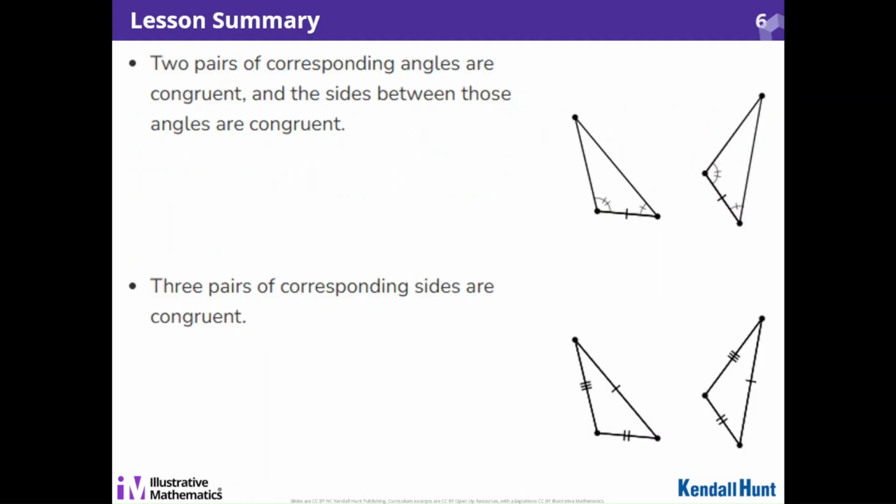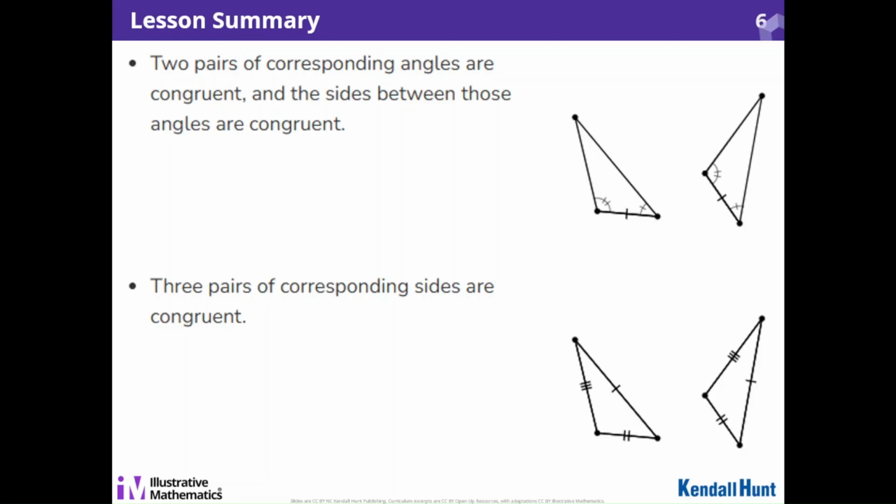Next, we have two pairs of corresponding angles that are congruent and the side between those angles. So previously we said side, angle, side. Now we're going to say angle, side, angle. If you know that two of the angles are congruent and you know the side in between those angles is congruent, then you can prove that the entire triangle is congruent to each other.